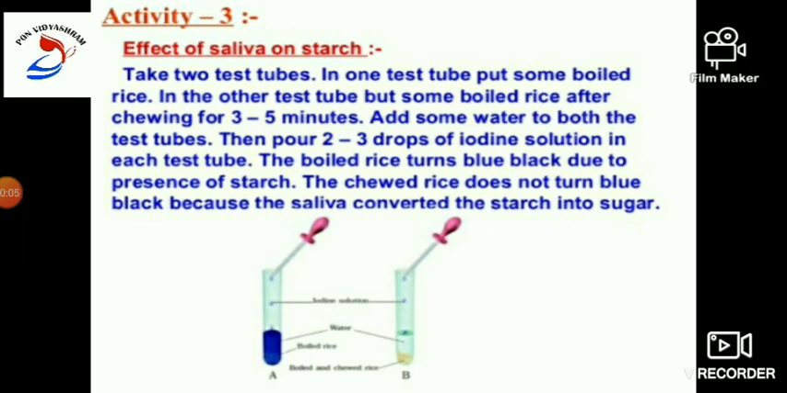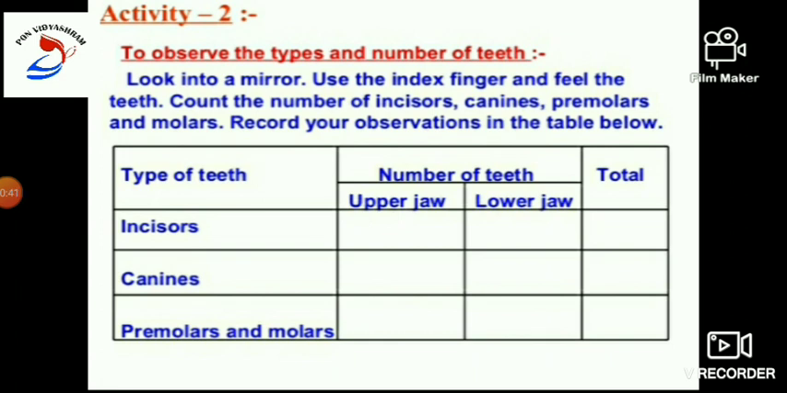When you add iodine solution to chewed food, it will not turn blue black. But in boiled rice, it will turn blue black because the food before chewing is rich with starch. So it turns blue black in color. The chewed food broke down the starch into sugar, so it does not show the color change. From this, we conclude that the enzyme amylase converts the starch-rich food into simple sugar.